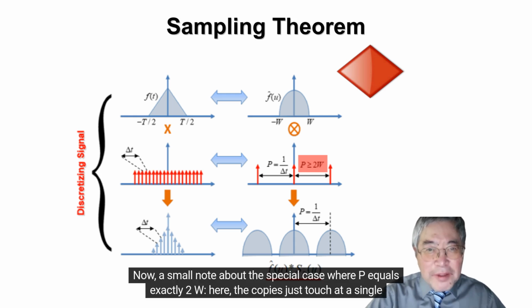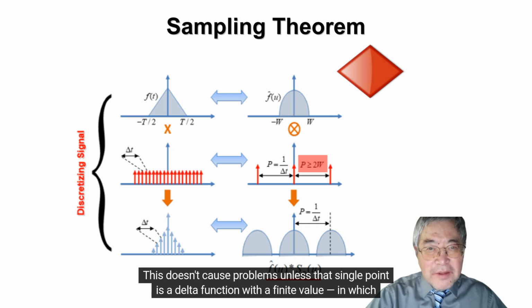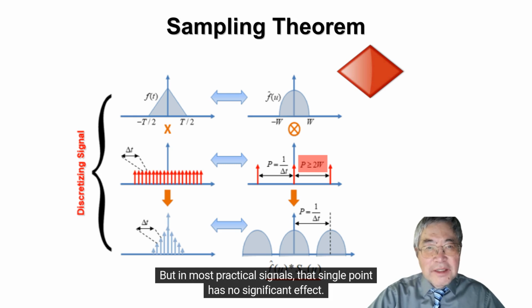Now, a small note about the special case where p equals exactly 2w. Here, the copies just touch at a single point. This doesn't cause problems unless that single point is a delta function with a finite value, in which case it could contribute to the result. But in most practical signals, that single point has no significant effect.